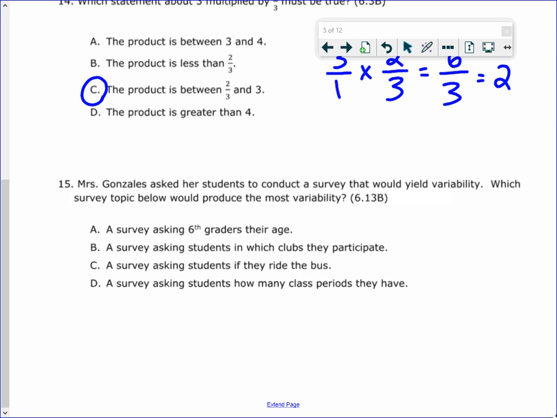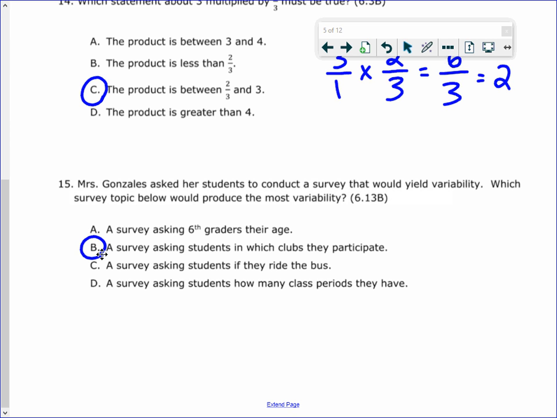A survey asking students in which clubs they participate, now you're going to have a lot of answers. So who knows, maybe 15, however many clubs there are. So maybe 10 to 20, I don't know how many clubs there are, but there's more variability in B than A. A survey asking students if they ride the bus, that's either going to be yes or no, so there's only a couple answers for that one. And finally, a survey asking students how many class periods they have. Everybody has the same amount. So it looks like the most variability, or the most possible answer choices, is going to be B.